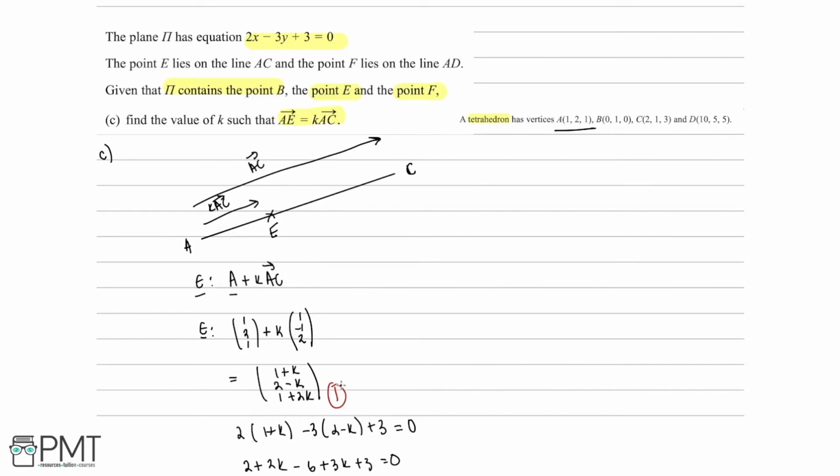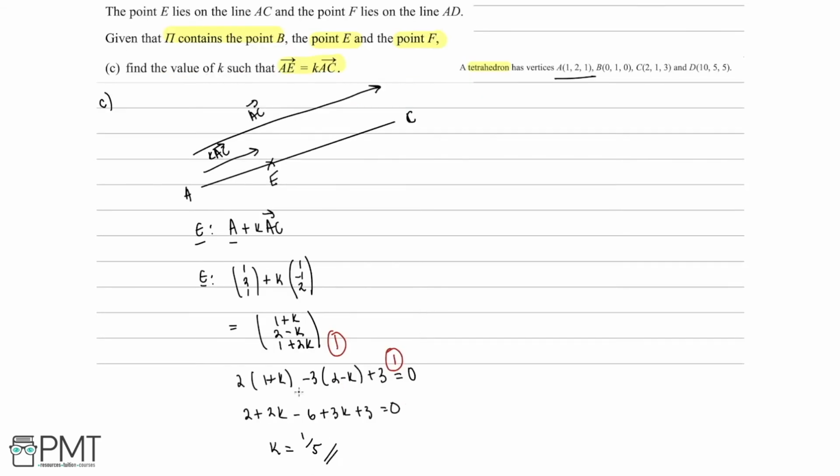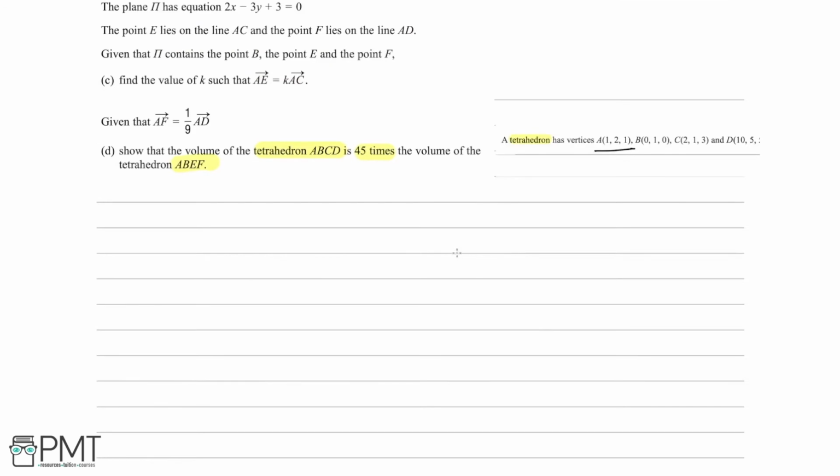You get another mark for noticing that E lies on our plane, so we can substitute this value of E into our plane equation, and you get a final mark for getting the accuracy correct, that K is equal to 1/5. Now let's first draw our tetrahedron ABEF, which will look something like this.